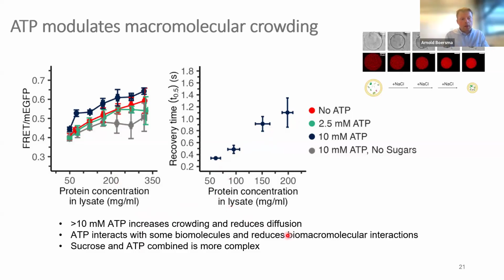Besides that, we also tested the effect of both sucrose and ATP to see if they were additive, and they were not. The effect was completely different again, and the crowding was lower. We don't know why this is the case, but I think there are many different effects, and in the end you're working in a very complex solution with a lot of network effects where it's hard to untangle what precisely does what. But nonetheless, we show that small molecules do affect crowding effects in these complex solutions, and this must play a role in cells as well.